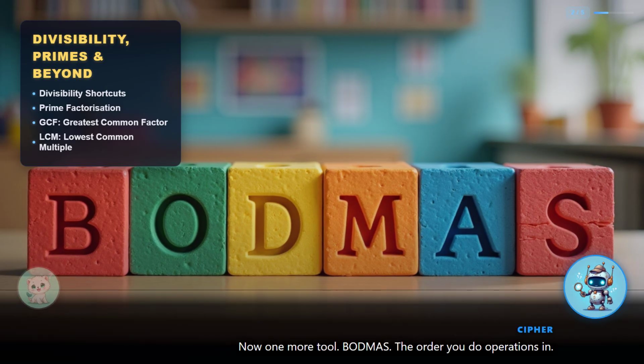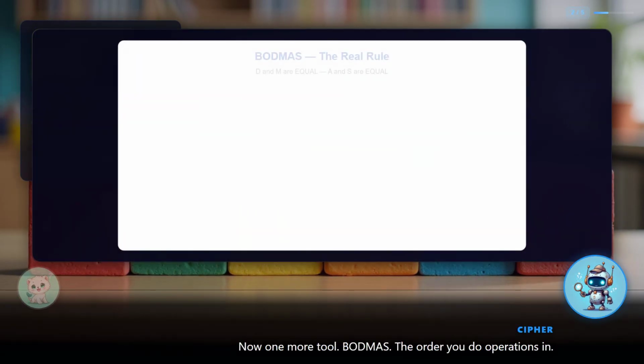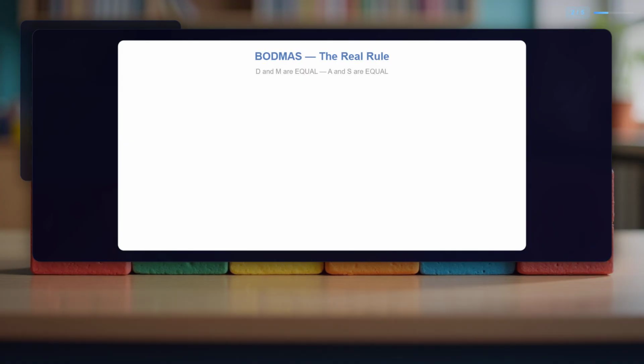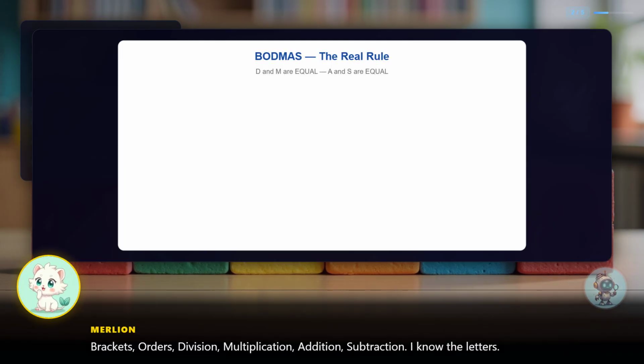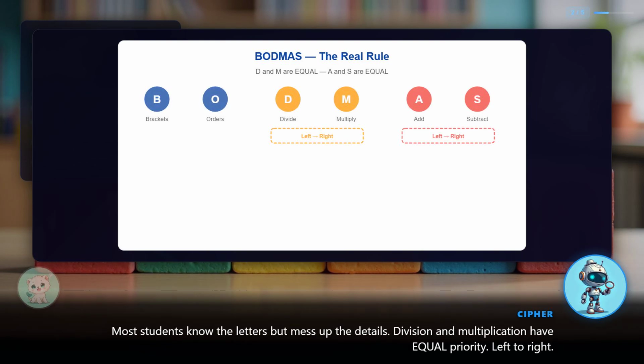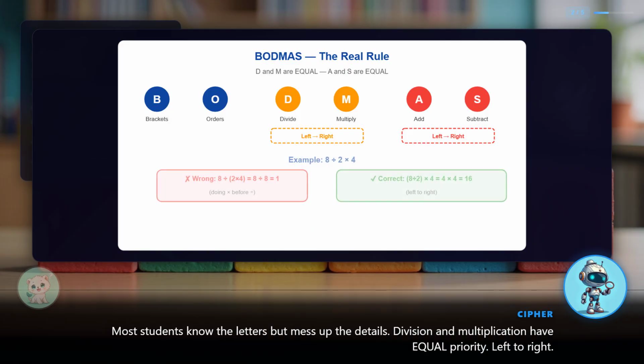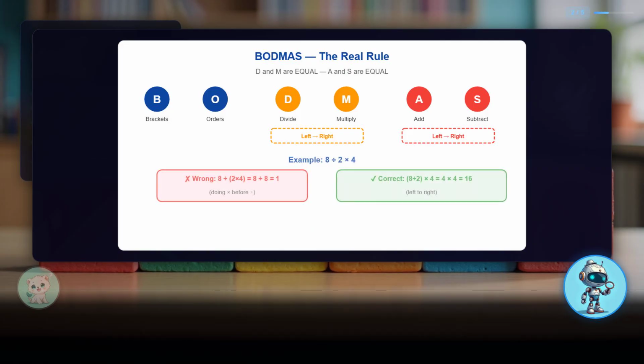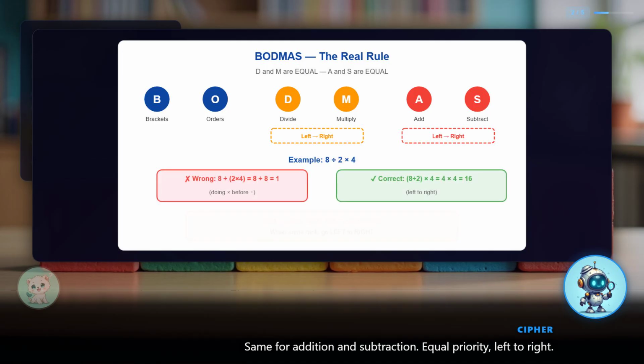Now, one more tool. BODMAS. The order you do operations in. Brackets, orders, division, multiplication, addition, subtraction. I know the letters. Most students know the letters but mess up the details. Division and multiplication have equal priority. Left to right. Same for addition and subtraction. Equal priority, left to right.